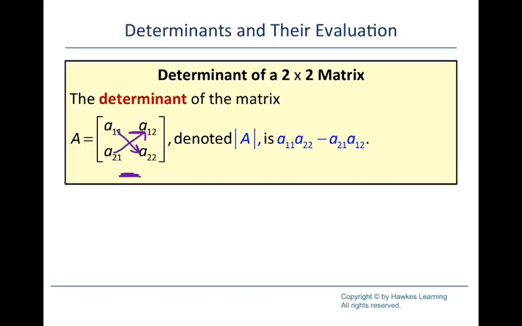And sometimes this is written, if you have a matrix with A, B, C, D, like this, the determinant is AD minus BC. And so that might be a little easier to see what you have to do than using all the subscripts. Okay.